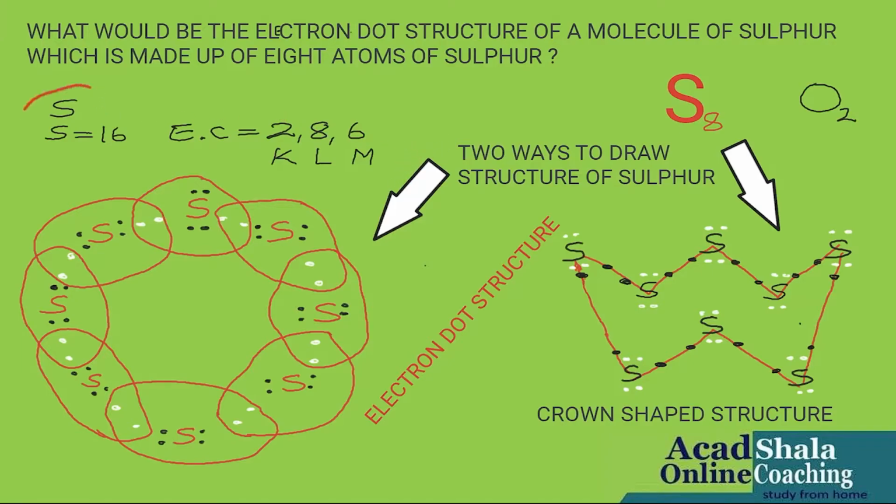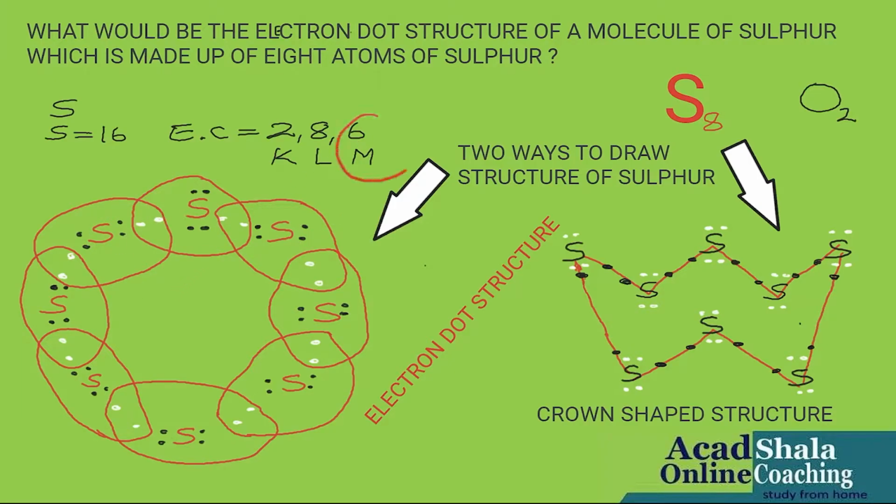So this sulfur starts thinking, what should I do to complete my octet? This sulfur says, okay, I will share 2 electrons from the last shell to attain the stable gas configuration. How? Now look over here. In the last shell we have 6 electrons. The sulfur needs 2 electrons to become an octet. So out of 6 electrons, one sulfur atom decides to share 2 with its adjoining sulfur atoms.